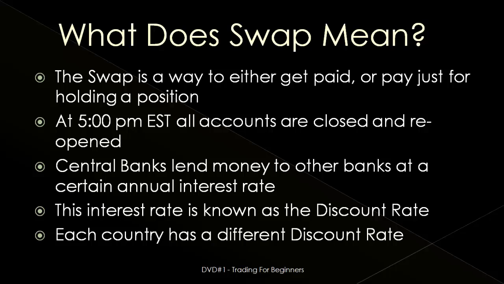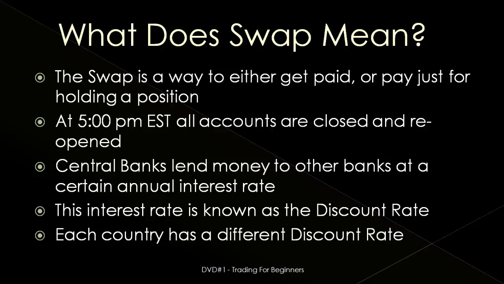The swap is basically a way to either get paid or pay just for holding on to a position. What happens is at 5 p.m. EST, all the accounts are closed and reopened instantaneously. Central banks lend money to other banks at a certain annual interest rate. This interest rate is also known as the discount rate. Now, each country has a different discount rate, and as traders, we're going to be trading a range of different countries' currencies. So it's important to know how this works.